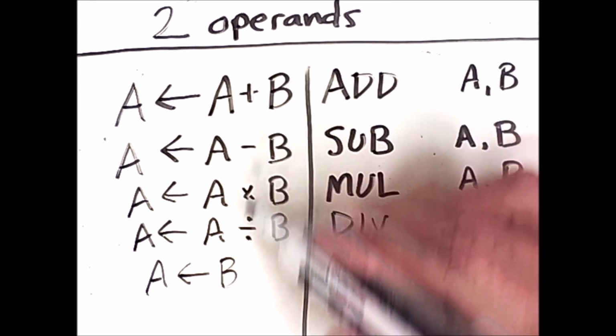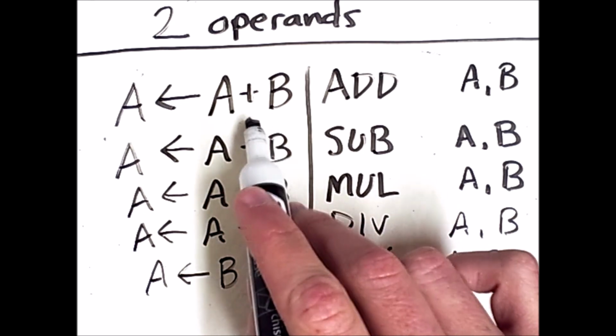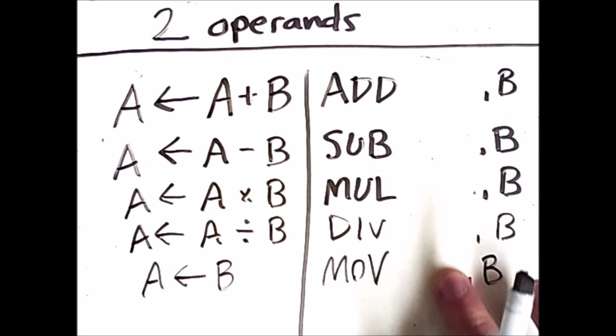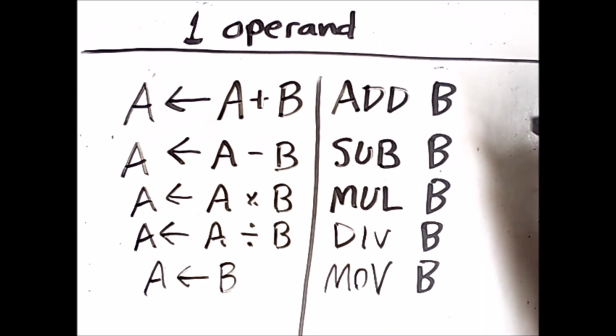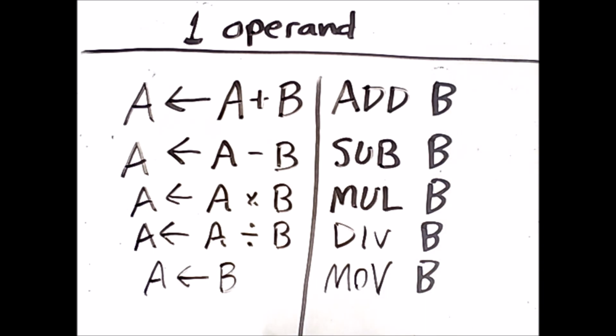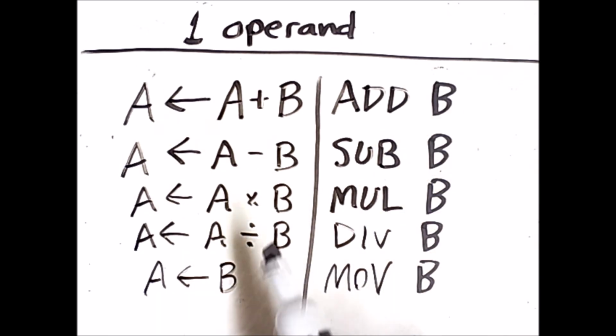All of our instructions will still have the form A taking on the value of A and then some arithmetic operator applied to B. So I will remove A from all of these assembly instructions. So now each of our instructions only specifies a single operand, but all of our interpretations of what these instructions do have A and B. So what is A here? Well, it's a special register known as an accumulator. And to make that distinction clear, I will label it as such on the left side here.